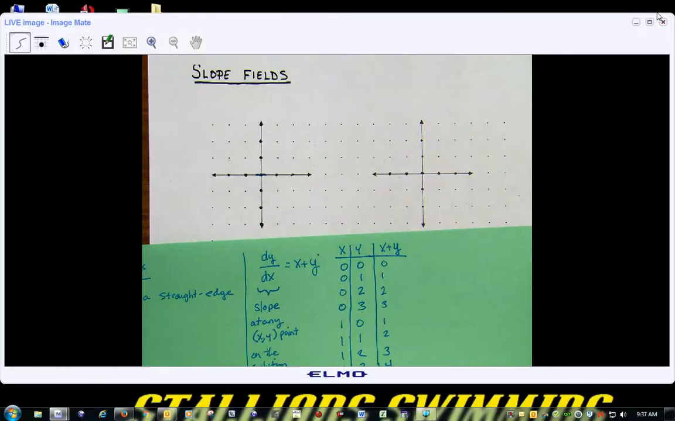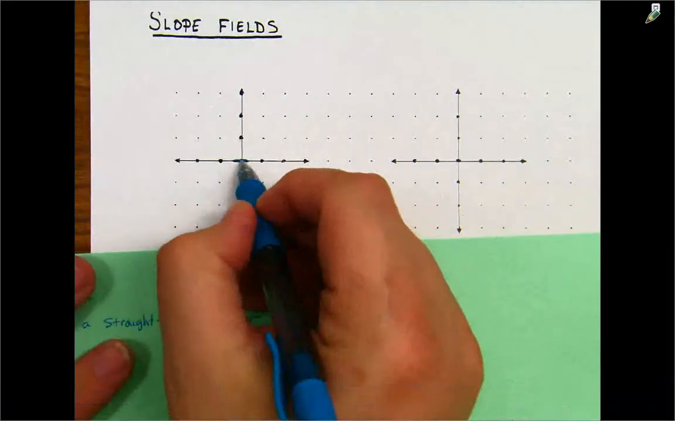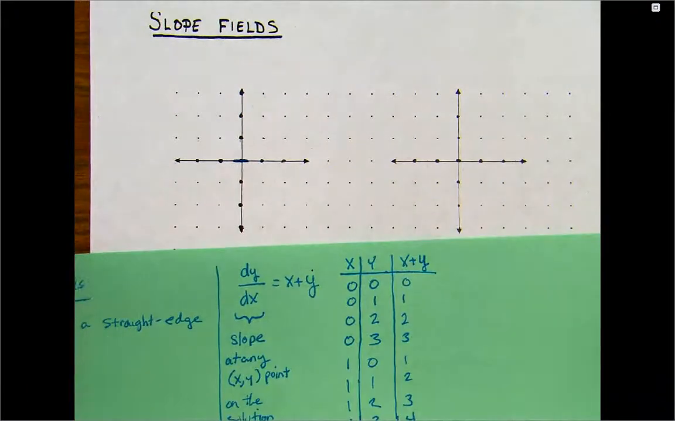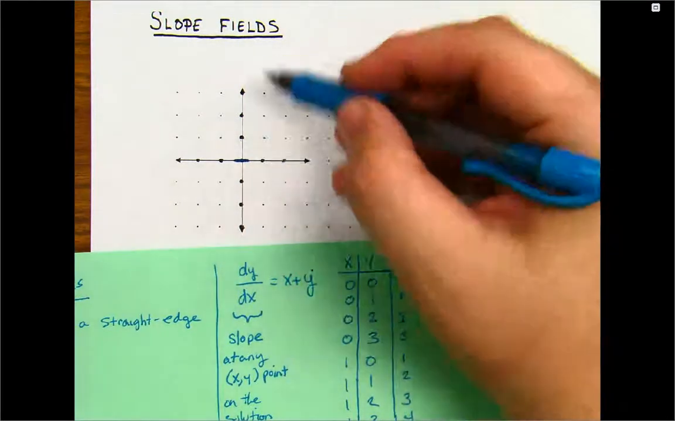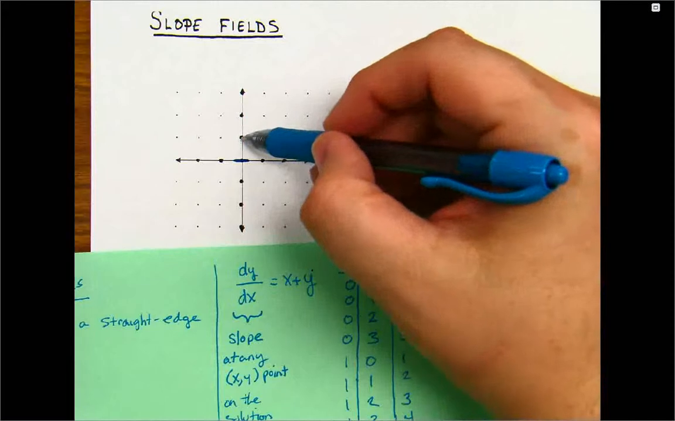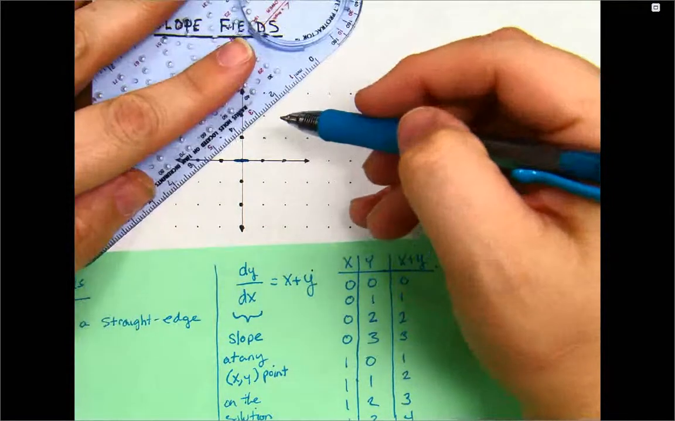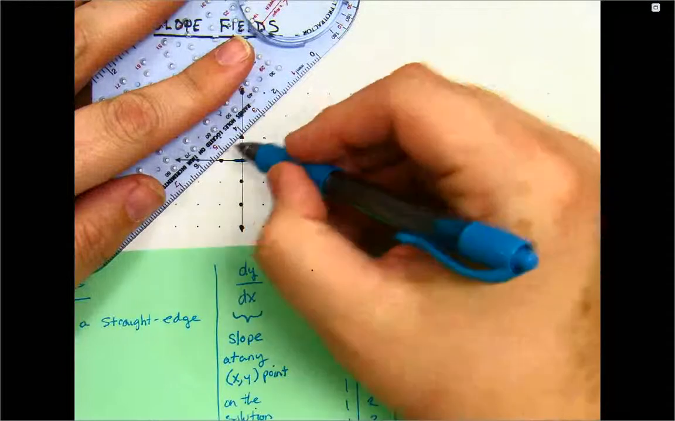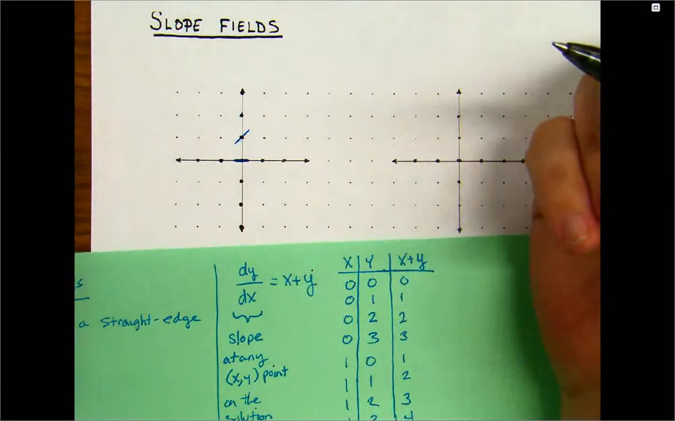What you're going to want to do is draw just a little segment to represent the actual slope. Now at 0, 1, the slope is 1. So if the slope's 1, you'd go up 1 and right 1. So the slope would actually look like this. But we're not going to draw the whole thing, just a little bit.